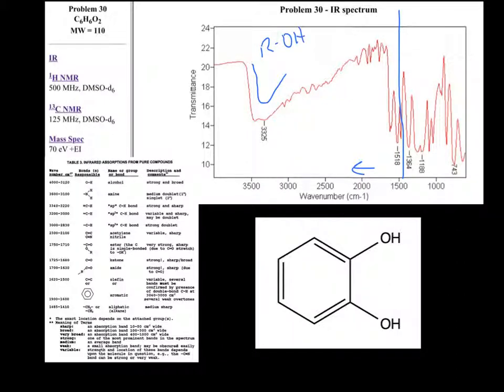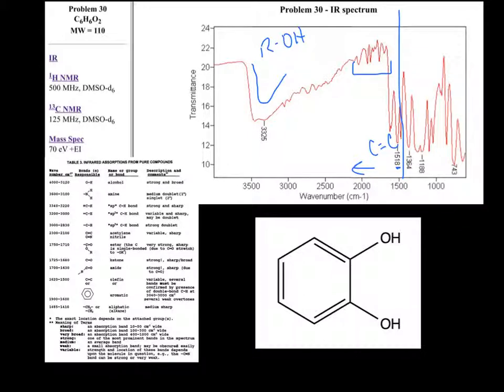The second signal I want to focus on is right down here at about 1520, and we know that that is in the CC double bond region. The third area I want to look at is right above 1600, and it's an area of small peaks. This is usually indicative of an aromatic structure, so I just wanted to point that out.